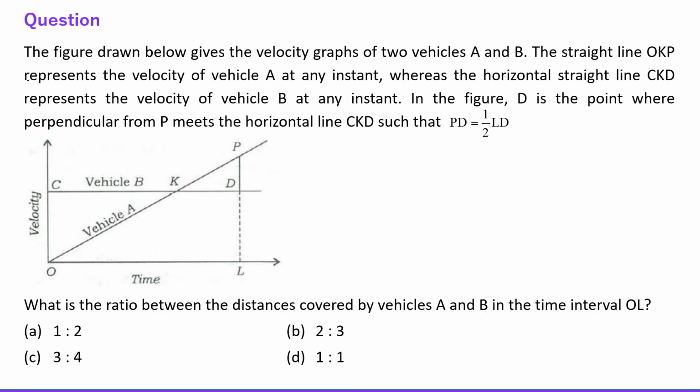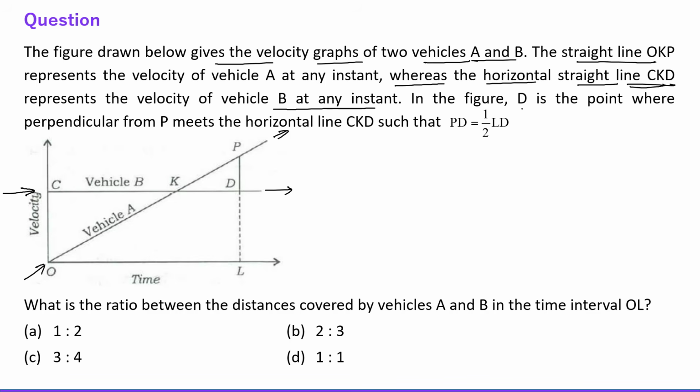Next question says, the figure drawn below gives the velocity graph of two vehicles A and B. The straight line OKP is this. This line is OKP. The straight line OKP represents the velocity of vehicle A. And the horizontal straight line CKD is this. This is CKD. CKD represents the velocity of vehicle B at any instant.